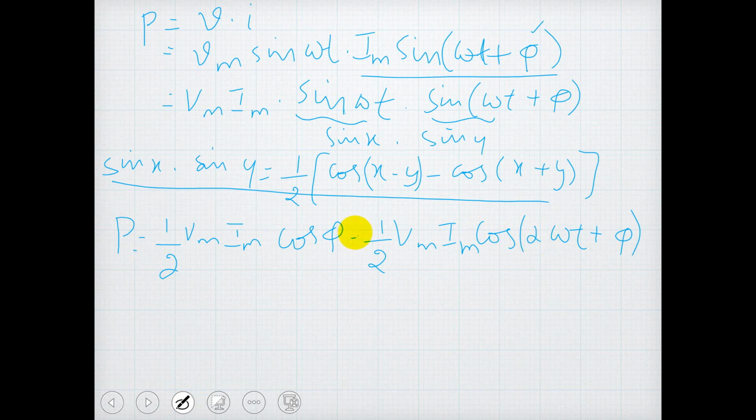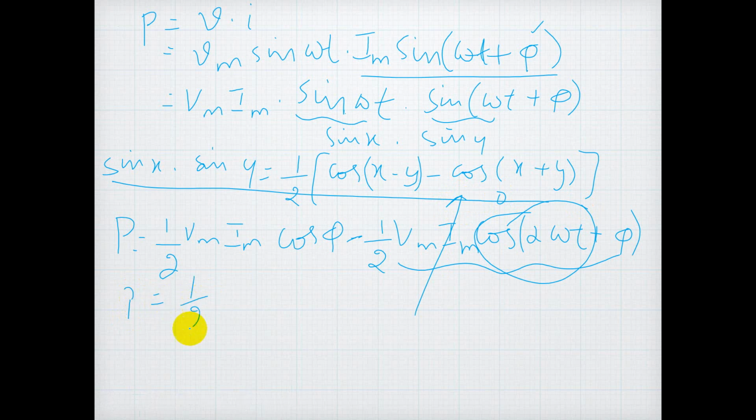Now the second term here is double the frequency, cos 2 omega t. So we have already defined this. The second term in the above equation for P is a periodically varying quantity whose frequency is 2 times the frequency of the applied voltage and whose average value is 0. Hence, it does not contribute to the average value of power consumed by the circuit. So this second term goes to 0. So P is equal to half Vm Im.